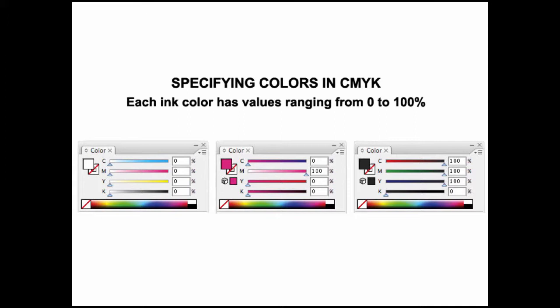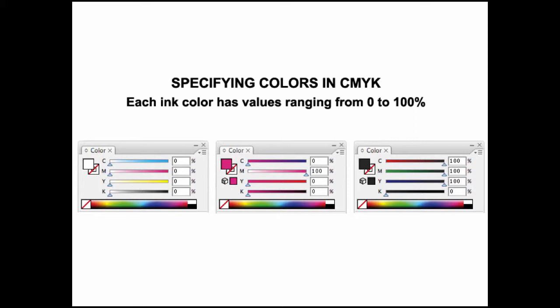What this means is that if you print 0 ink on paper, it means you're printing nothing. You're simply letting the white of the paper show through. If you print 100% ink on paper, it means you're covering the paper with a solid layer of ink. So notice in the center that the magenta ink has been turned all the way up to 100%. So this means that you're printing with 100% solid magenta ink in that object.